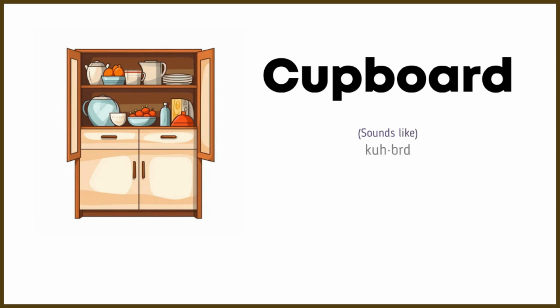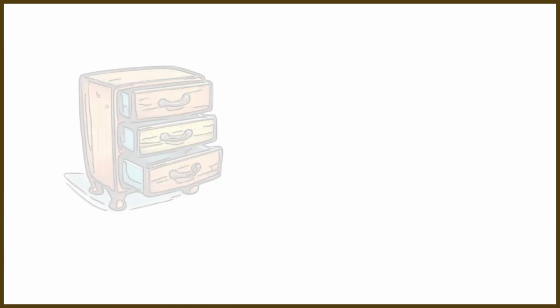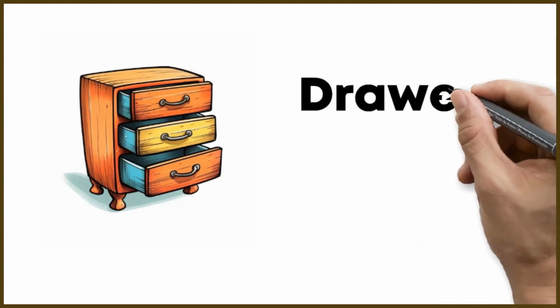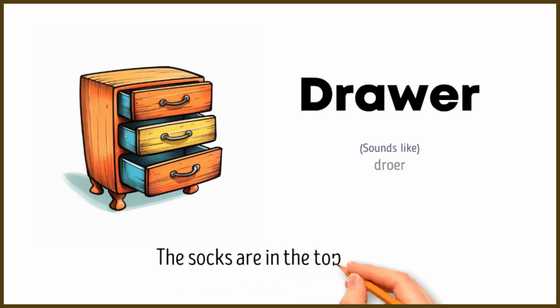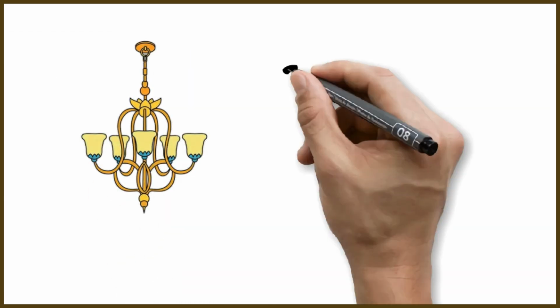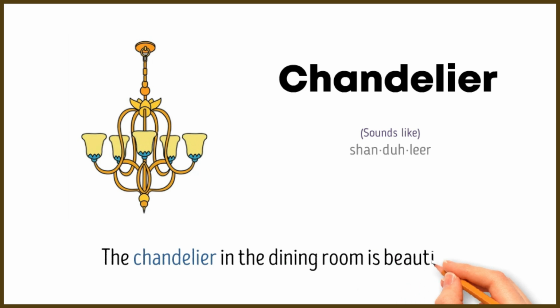Cupboard. The cupboard is full of plates and glasses. Drawer. The socks are in the top drawer. Chandelier. The chandelier in the dining room is beautiful.